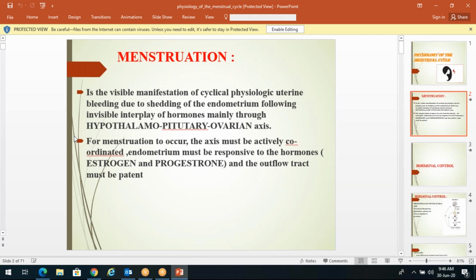So for menstruation to occur, the axis should be properly coordinated. At the level of the hypothalamus, the pituitary, and the ovary, there should be a coordinated interplay of the hormones, and these hormones should have an effect on the endometrium also. And anatomically, the outflow tract should be patent for menstruation to occur. If there is a transverse vaginal septum or an imperforate hymen, even though the hormones are normal, you will not see menstruation. It will go into cryptomenorrhea.